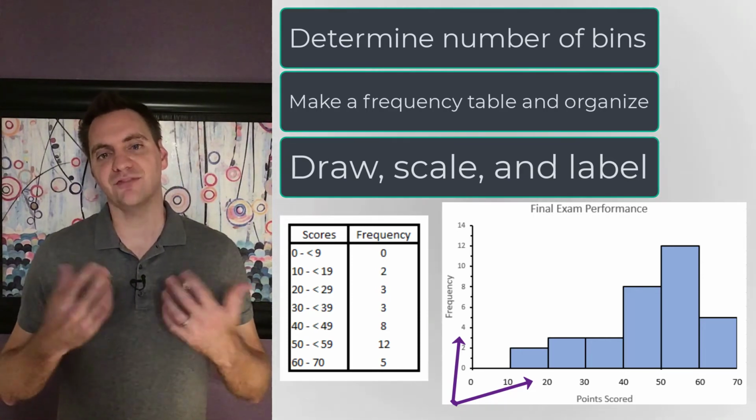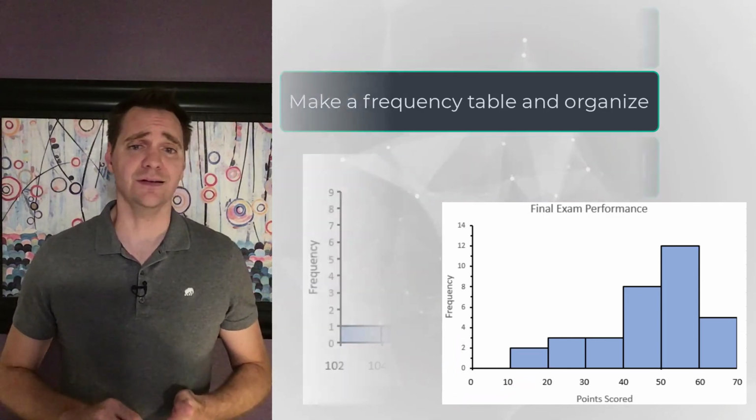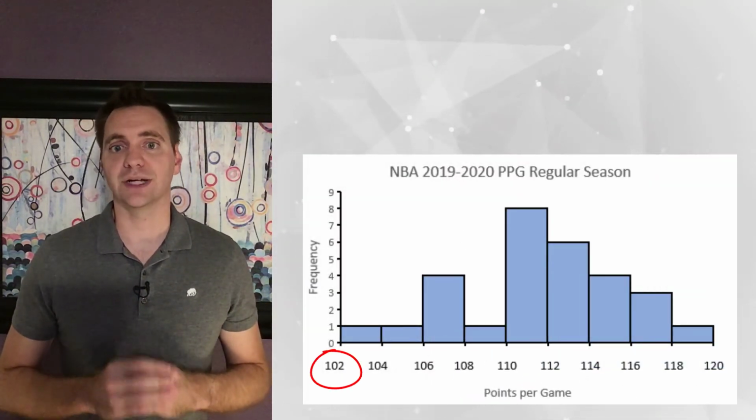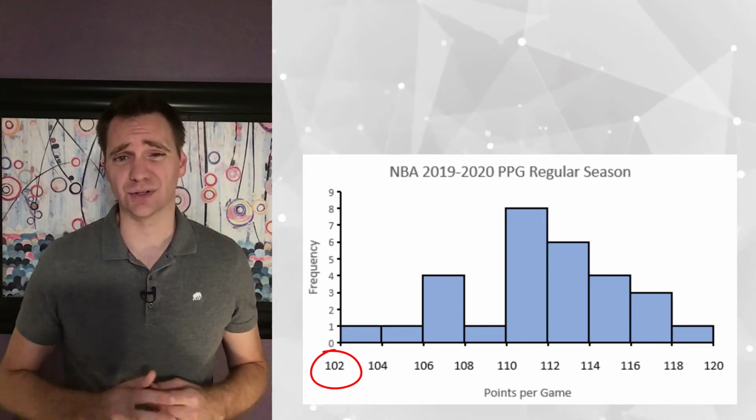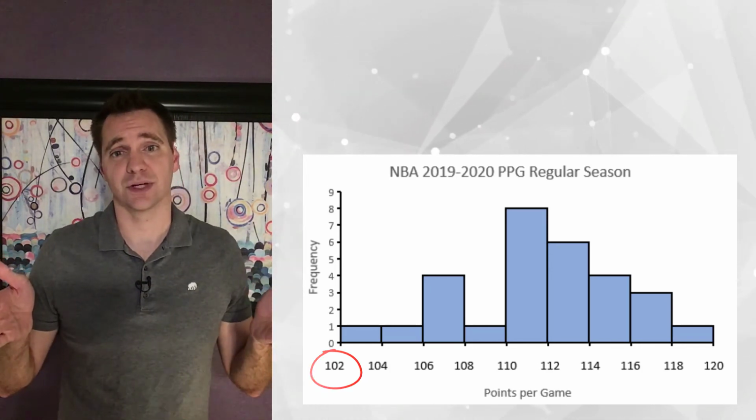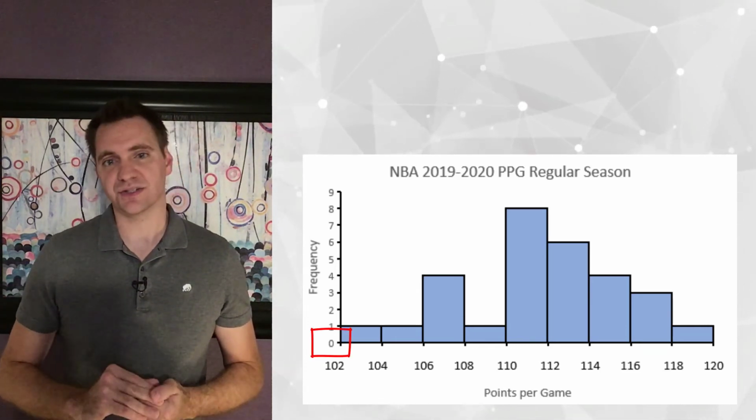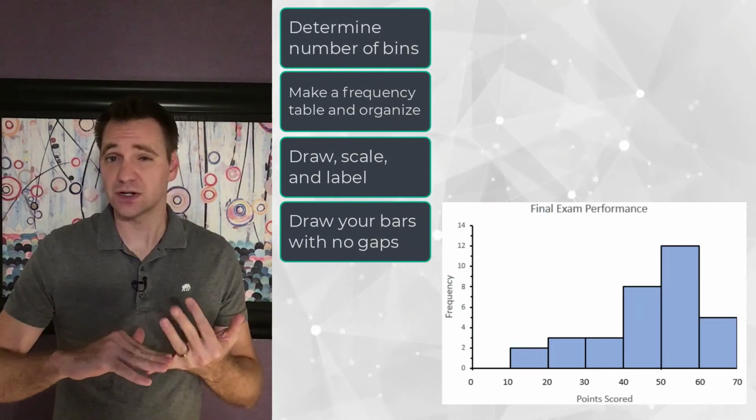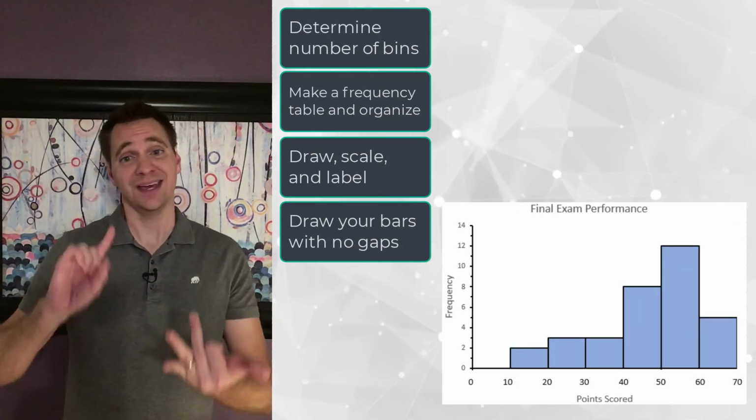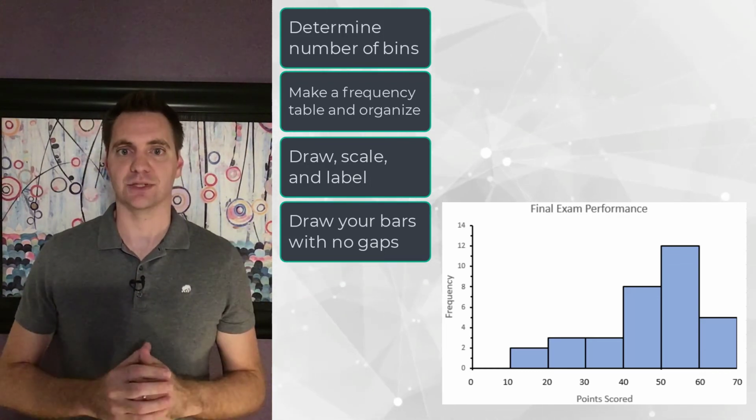For example, if I wanted to graph the points scored per game by teams in the NBA this season, my minimum is 102.9. So when I make my graph, I start at 102, not at 0 on the x-axis. That's otherwise just a big waste of space. Your frequency axis, however, still always needs to start at 0. Finally, draw your bars, start those bars on the tick marks of the x-axis, and then end them at the very next tick mark. No gaps in between.